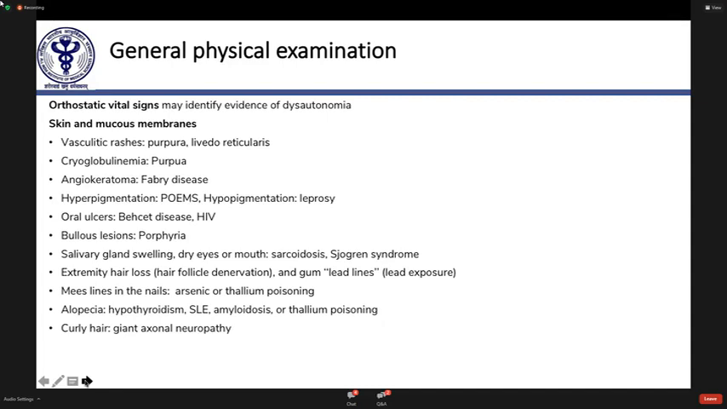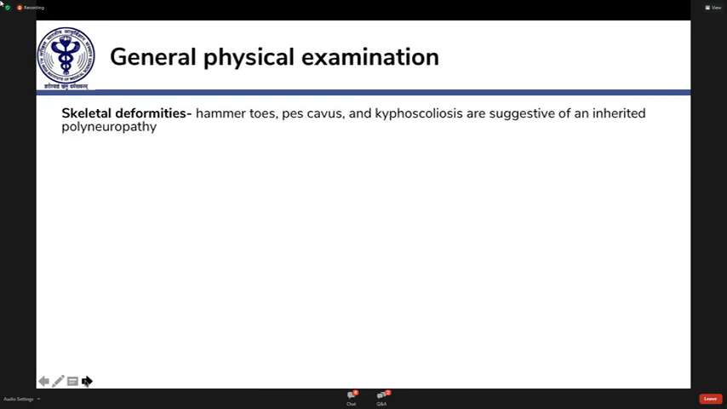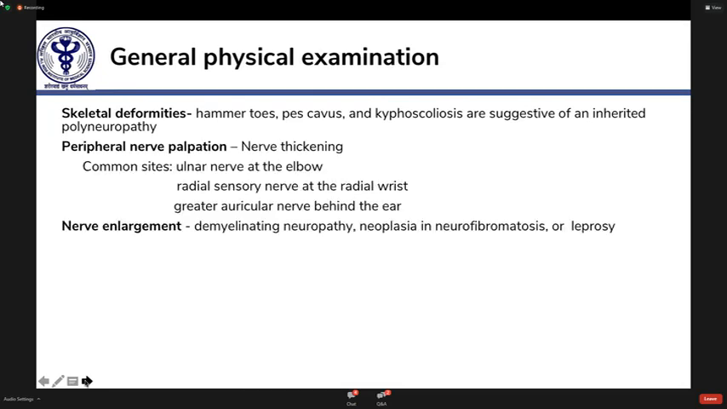Curly hair can be seen in giant axonal neuropathy. Distal calf hair loss can be seen in most of the distal symmetric polyneuropathies. Skeletal deformities like hammertoes, pes cavus, and kyphoscoliosis are all suggestive of inherited polyneuropathies. In peripheral nerve palpation, you look for nerve thickening. The common sites are the ulnar nerve at the elbow, the radial sensory nerve at the radial wrist, and the great auricular nerve behind the ear. Nerve enlargement can be seen in demyelinating neuropathy, neoplasia, neurofibromatosis, or leprosy.